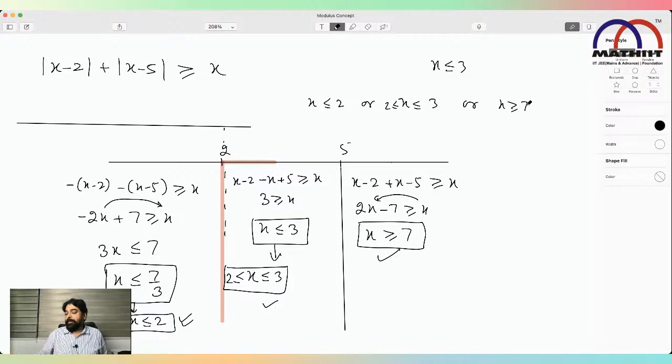X greater than equal to 7. This will be the answer. You can write this answer another way also, because this is saying X less than 2 and 2 to 3 also I am taking, before 2 also I am taking. So these two you can combine.